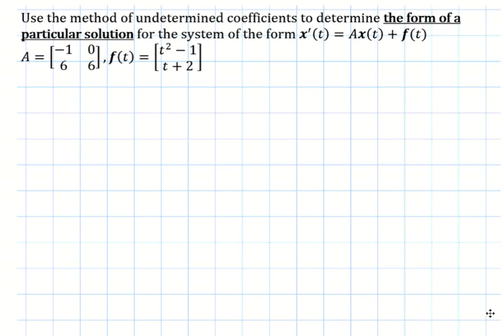We will use the method of undetermined coefficients to determine the form of a particular solution. Notice here we only determine the form and not the actual particular solution. Remember, this is just like guessing the type of the solution. For example, if we have the form of that particular solution, then our guess will be in the form of at squared plus bt plus c.